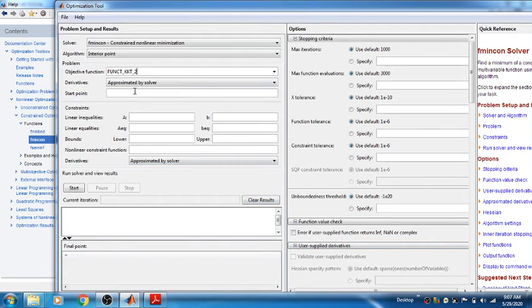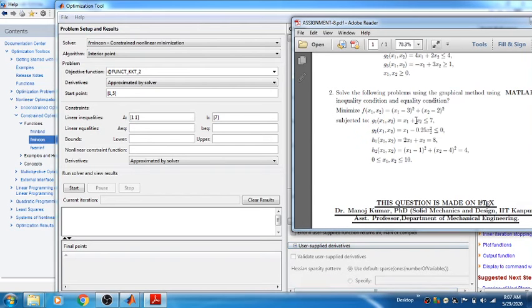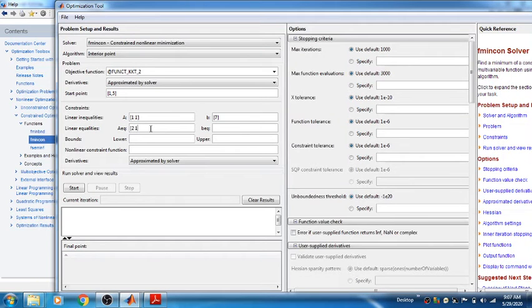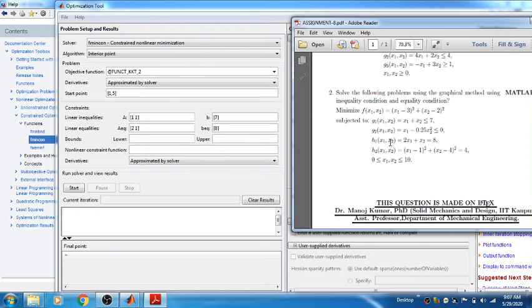paste it here, right? The starting point you have already seen: 1 comma 5. What is A? Already you know that A is 1 comma 1, and b was 7. I think I have to look again: 1 1 and 7, right? And what about g2 and h2? These are nonlinear, so you have to supply the nonlinear constraint here. What about equality? This is 2 1, and another will be, I think, 8. Again I have to see it. No, yeah, it is 8, right?